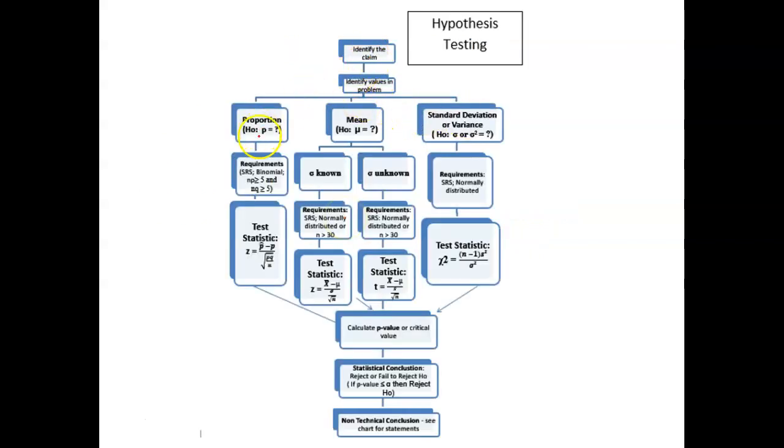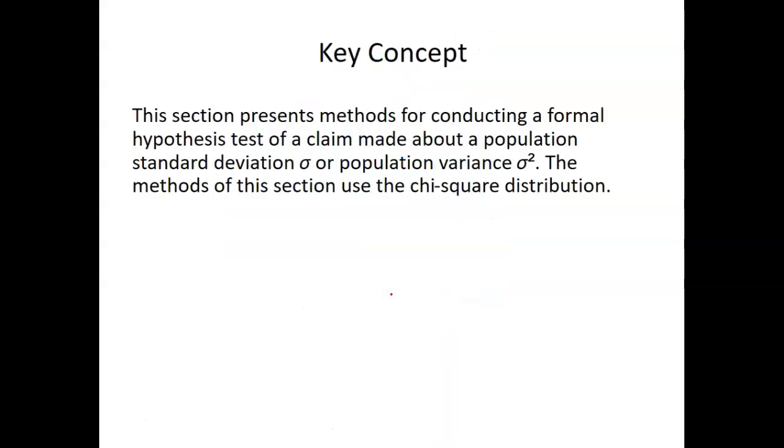So here's our flow chart. We've covered the proportion branch. We've covered the two mean types. So now we're going to be over here. And as you can see, most of the steps are the same. Identify the claim, identify the values in the problem. It's going to be standard deviation or variance. So you set it up using your null hypothesis as one of these, depending on which one it is. You'll have your requirements, your test statistic, calculate your p-value, get your statistical conclusion, and then your non-technical conclusion. So it has the same steps as what we've been doing before.